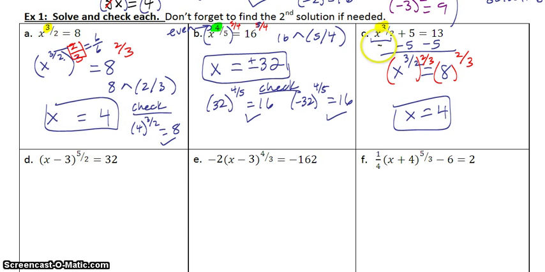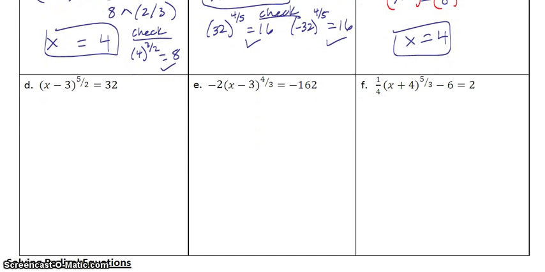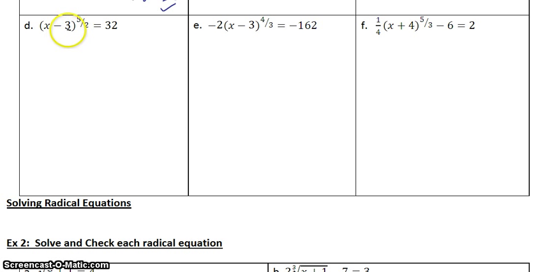Alright, now look at the difference between C and D. Do you see how for C, this 5 right here was outside the exponent? That's why I was able to subtract it off. If we get a situation like D, I actually can't get rid of that 3 yet because it's trapped inside because of that parentheses. So actually this one, this entire thing would be considered the quote variable. So I'm actually ready right away for D to take the reciprocal. So the reciprocal of 5/2 is a 2/5 exponent. So now I've got x minus 3 equals 32 to the 2/5 power in my calculator is 4.